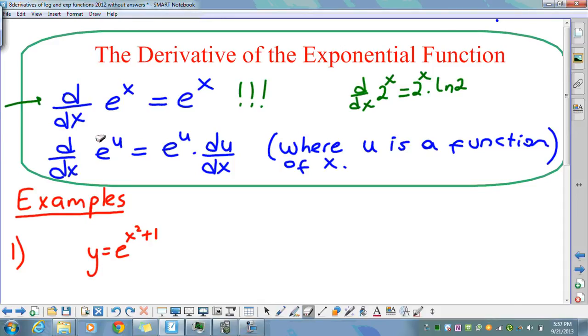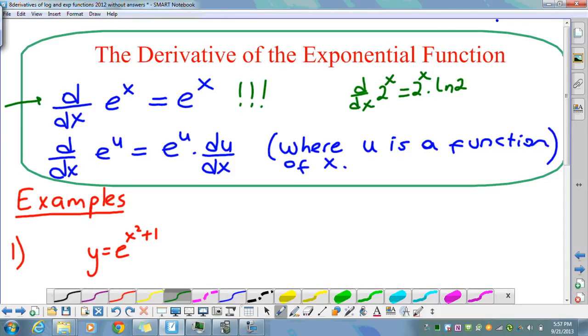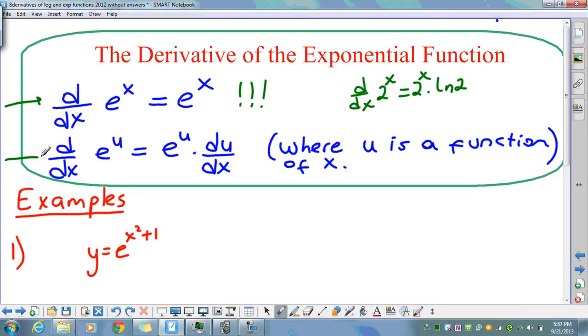And what if you don't have just an x, but you have a function of x, something like u? The derivative of e to the u is e to the u times du dx. Now, where does du dx come from? That one comes from the chain rule, right? So you apply the regular rule, and then you multiply everything with the derivative of the inside. Here, if you have something like e to the x squared, the x squared is considered to be the inside part of your e to the x function. So you multiply everything by the derivative of the inside. So let's do some examples with that.